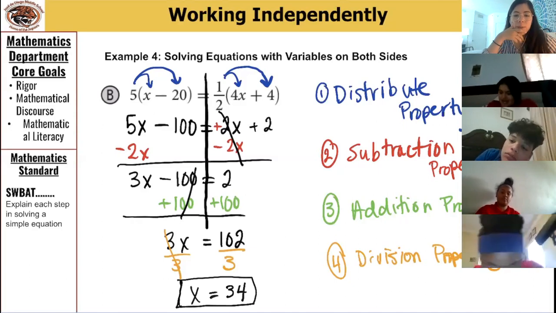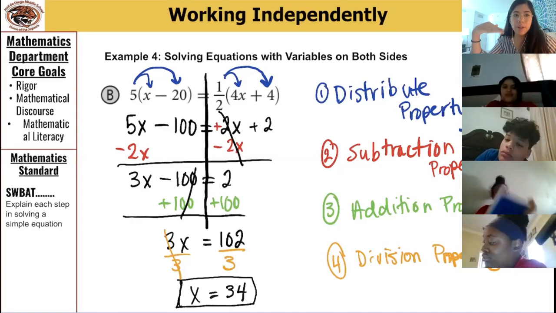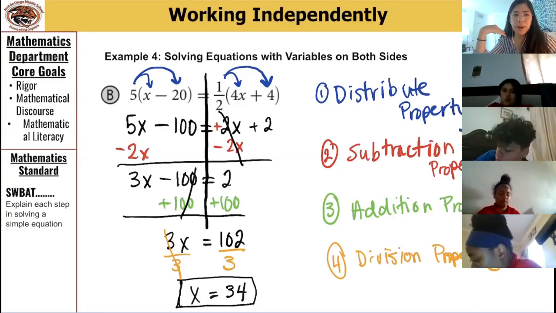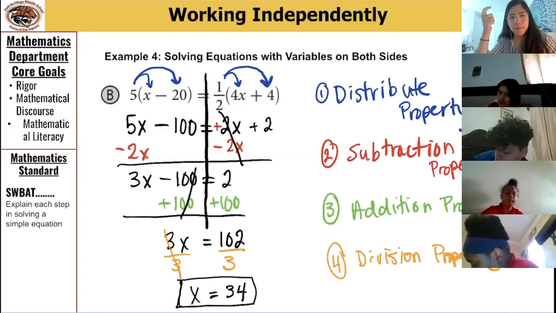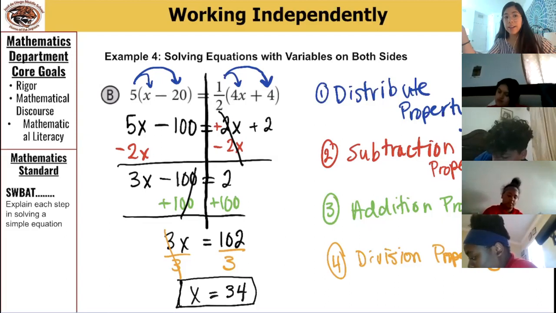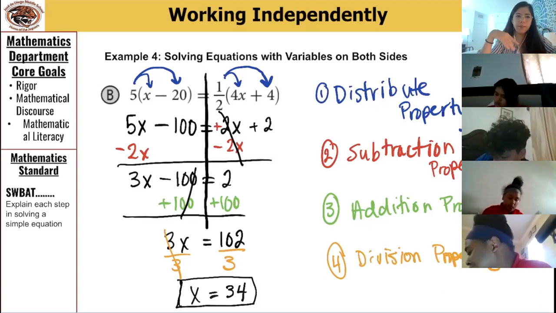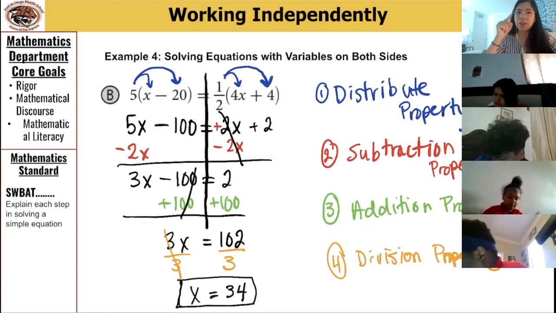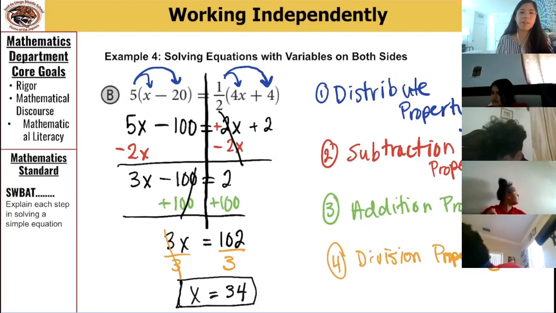So if you got a different answer than me, go back in your own work and check to see where you went wrong. See if you did some math incorrectly. See if you added instead of subtracted or subtracted instead of added. There's always going to be one step that you messed up and then it messed you up the rest of the way.